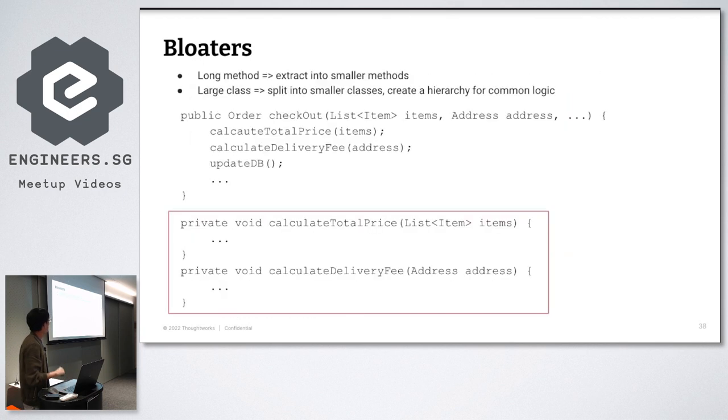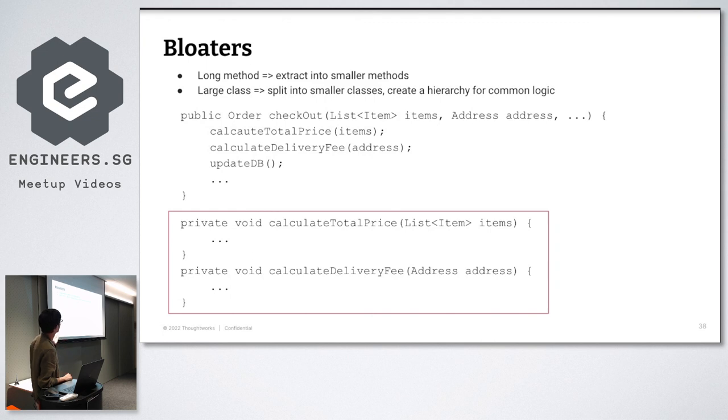If we find this kind of long method, it can be extracted into smaller methods. For large classes also, we can split them into smaller classes and create a hierarchy for the common logic. So above, for the checkout method, of course, this is just one level of refactoring only. We can maybe put it into private methods for calculate total price and calculate delivery fee. So we don't need to put so many things inside our checkout method.